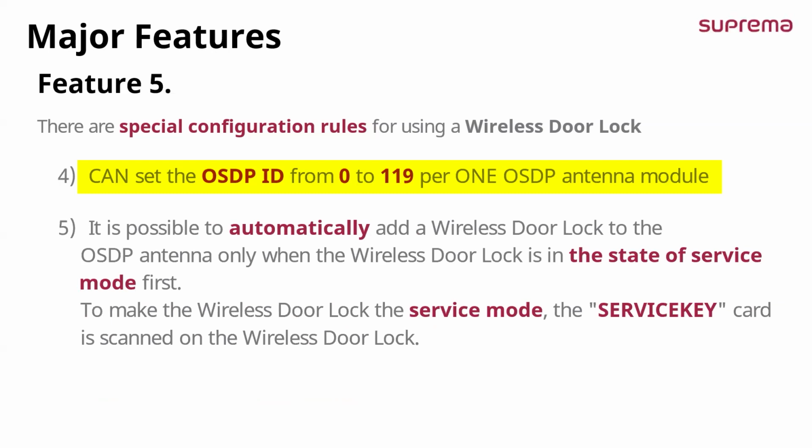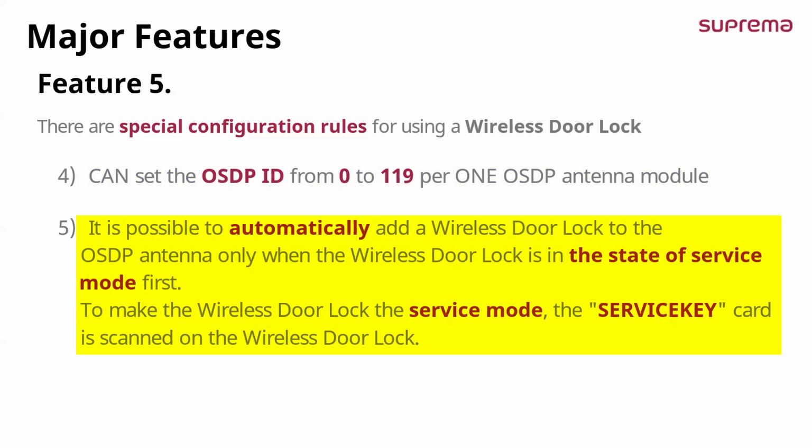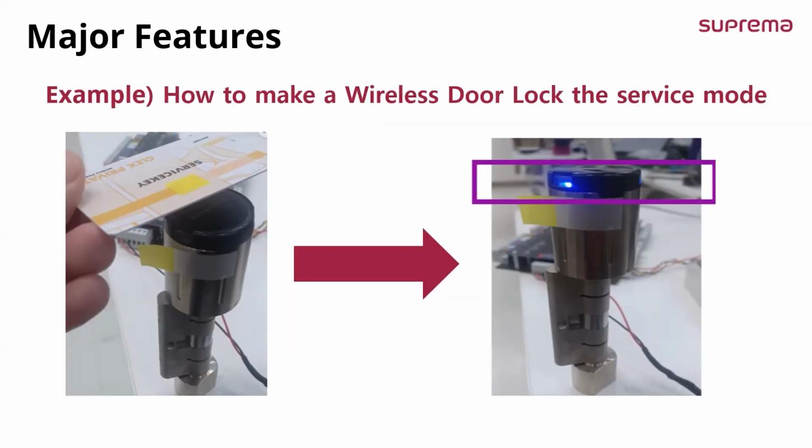Fourth, you can set the OSDP ID from 0 to 119 per one OSDP antenna module. And lastly, it is possible to automatically add a wireless door lock to the OSDP antenna only when the wireless door lock is in the state of service mode first by a service key card. At this time, you may wonder how to use the service key card to make the wireless door lock be service mode. So I will introduce it.